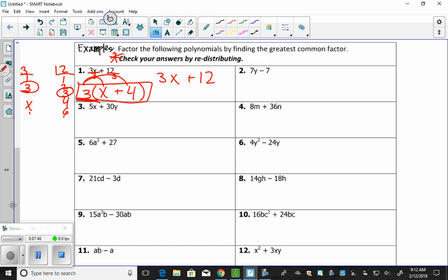You can, but sometimes you can just pick them out without listing them. Like number 2. What number will go in both to 7 and 7? 7. That's the biggest one though, right? 1 will go into it, but what's the biggest one? 7. Did I have to write out all the factors to find that number? No. Okay? Do they have any variables in common or any letters? So what's 7y divided by 7? 1y or just y, doesn't matter. Negative 7 divided by 7? Negative what? That's my answer.